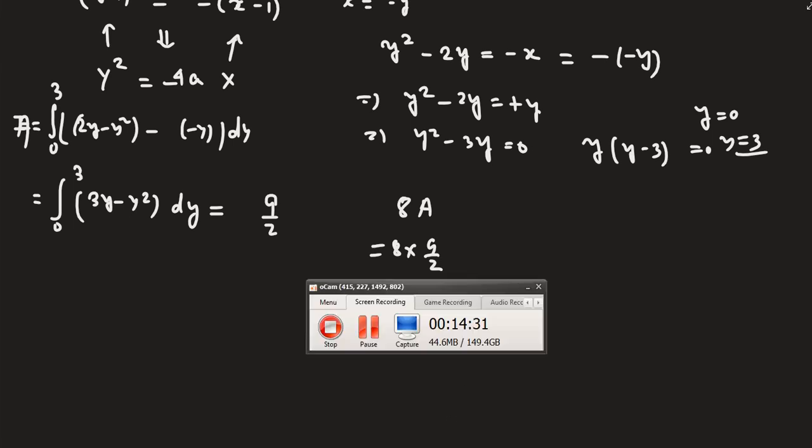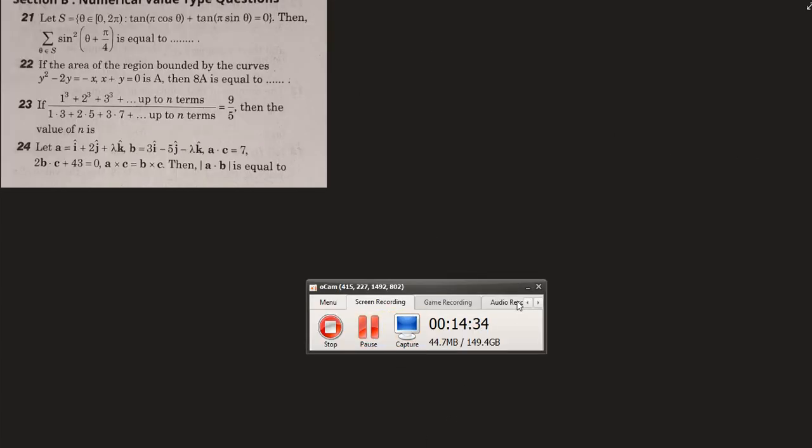Okay. Now next question is question number 23. Here you notice that 2 AP series are given and their ratio is 9 by 5. So the first series I call S1: 1 cube, 2 cube, in this way, the sum of the cubes of the first n natural numbers is given, which is equal to n into n plus 1 by 2, and then whole square. So you have n square, then n plus 1 whole square, and then by 4.